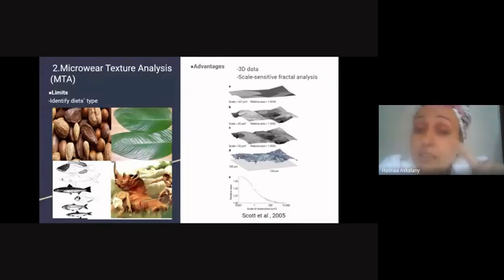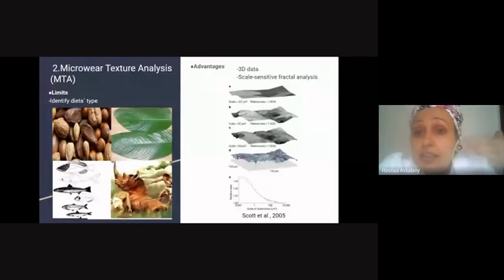due to the combination of white light confocal microscopy with scale-sensitive fractal analysis. The enamel surface can look different when observed at different scales. For example, in the second photo, we can see the image A surface may appear smooth when observed at a coarse scale, while B and C can appear rough at a finer scale. We can see this image explains the complexity, which is one of the parameters of MTA.